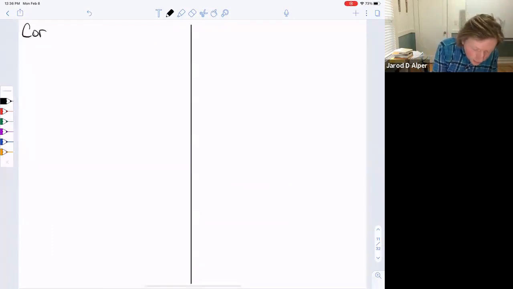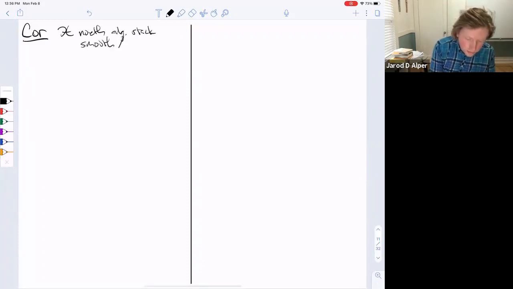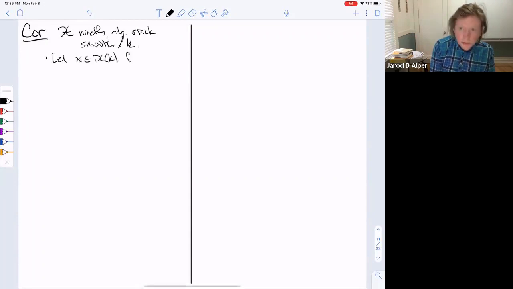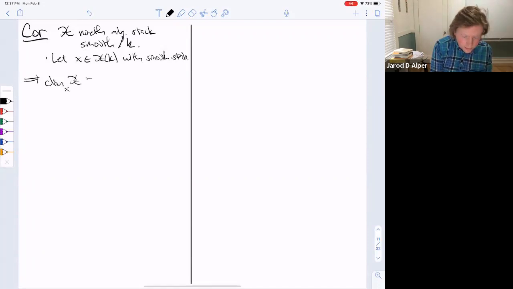So I want to prove a corollary. So let's take an algebraic stack, and let's assume that it's smooth over a field K. And let's take a K point, a K point with smooth stabilizer. This is a finite type point. Then, and we're assuming that the stack is smooth, that's the key hypothesis here, the dimension of X is the dimension of the tangent space minus the dimension of the stabilizer.